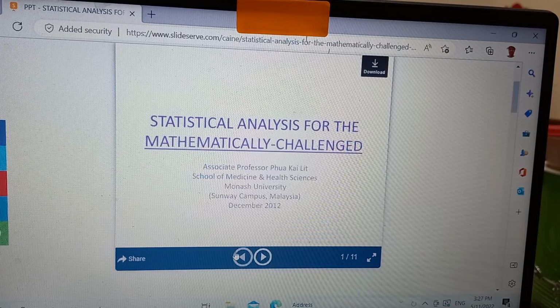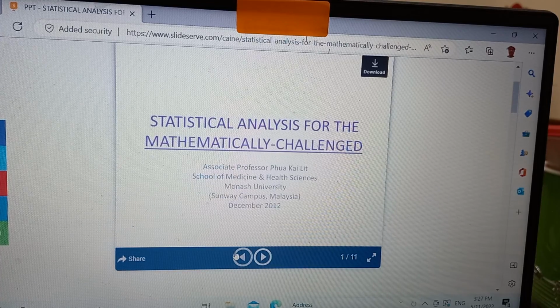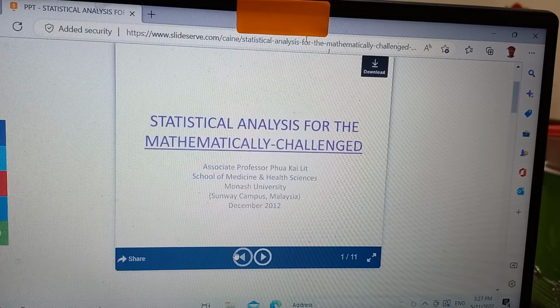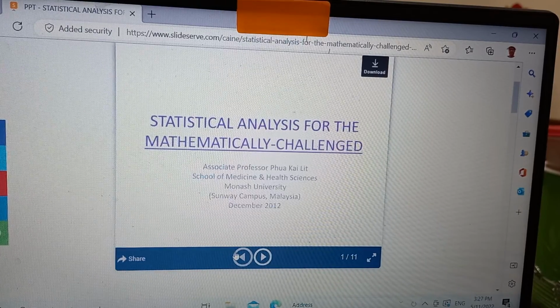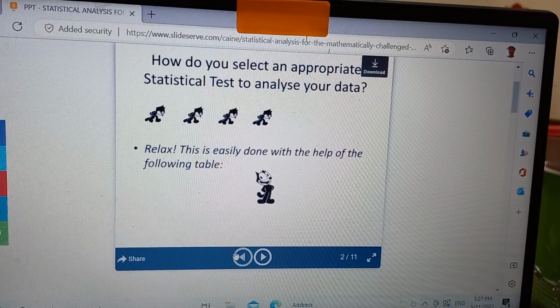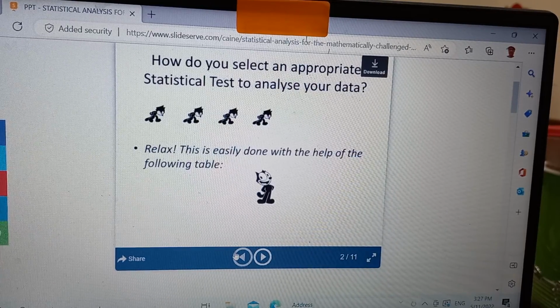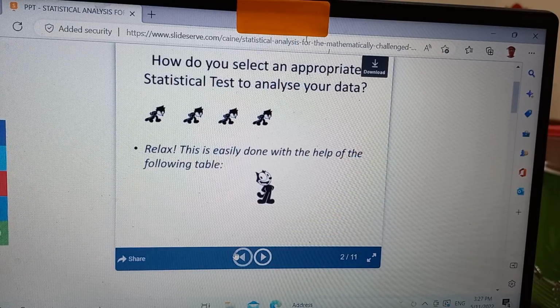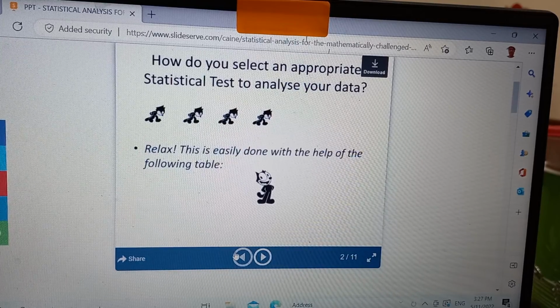The topic of this short lecture is statistical analysis for the mathematically challenged, meaning people who have studied statistics but have difficulty following it, but who still wish to use statistics or statistical tests to analyze the data. Now, how do you select an appropriate statistical test to analyze your data? It's actually relatively easy, and it can be done with the help of tables such as presented in the next few slides.